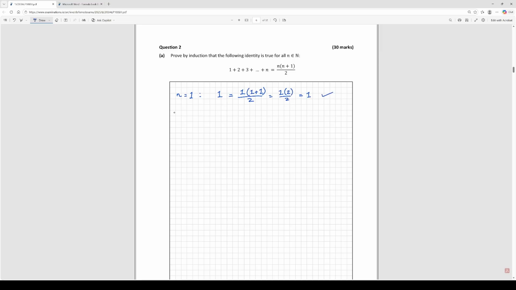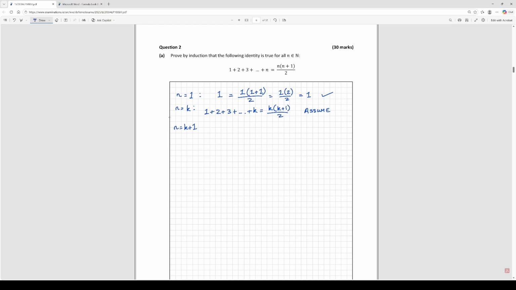So that's fine. n equals k. And then you'd have to say 1 plus 2 plus 3 all the way till k this time is going to be equal to k multiplied by k plus 1 over 2. We're going to say assume that's true. Then we're going to do n equals k plus 1.